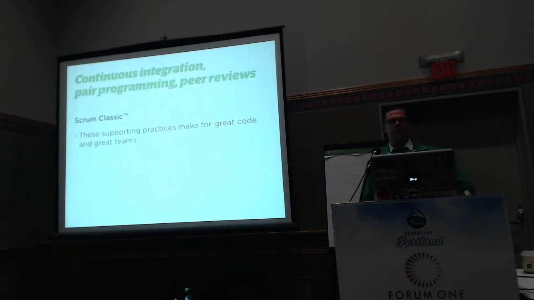In Scrum, there's this notion of continuous integration, pair programming, peer reviews, all of those good practices, right? And in Scrum Classic, these are really important supporting practices that make for really good code and really good projects. Same thing, keep it up. That is super, super, super important. Peer reviews, we do code reviews on every commit.